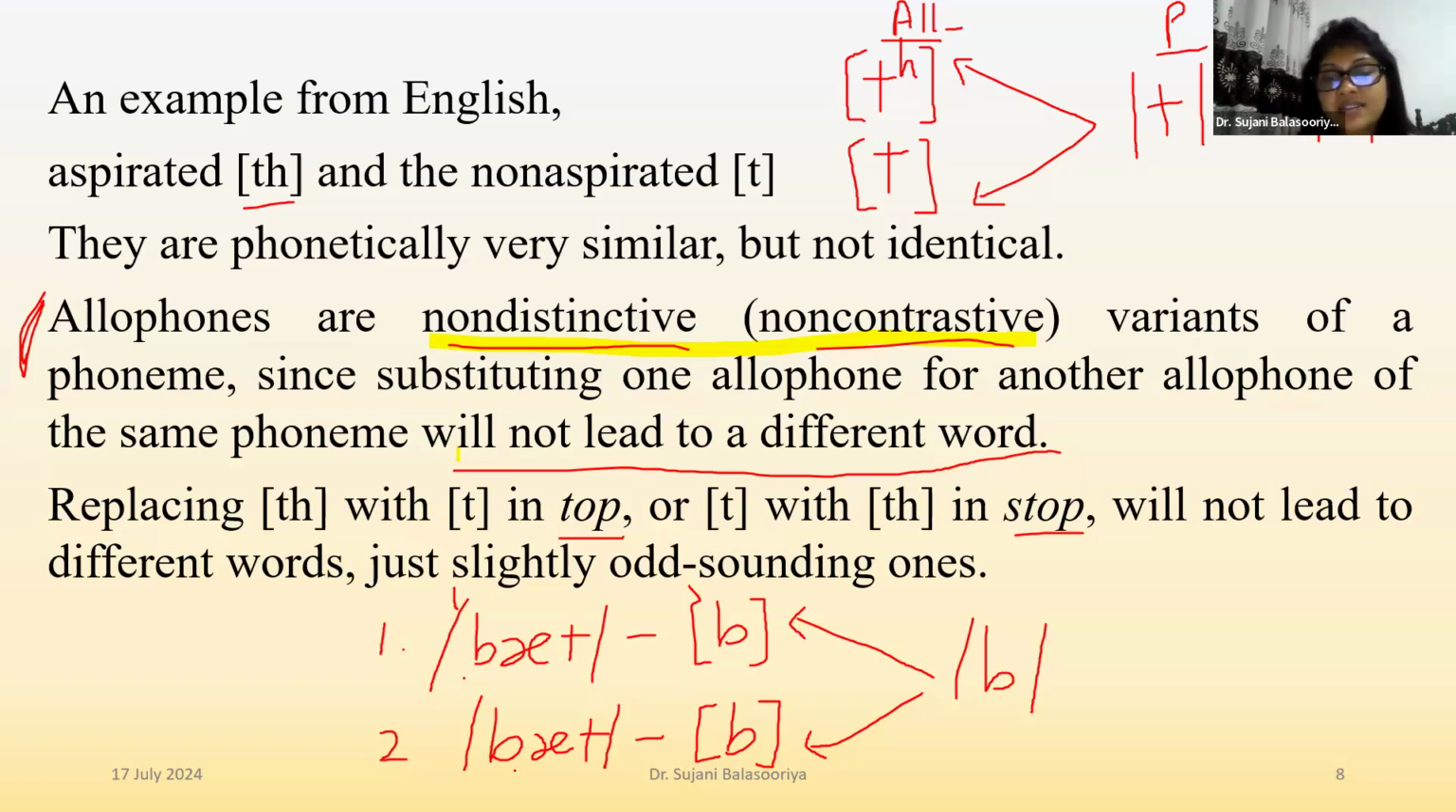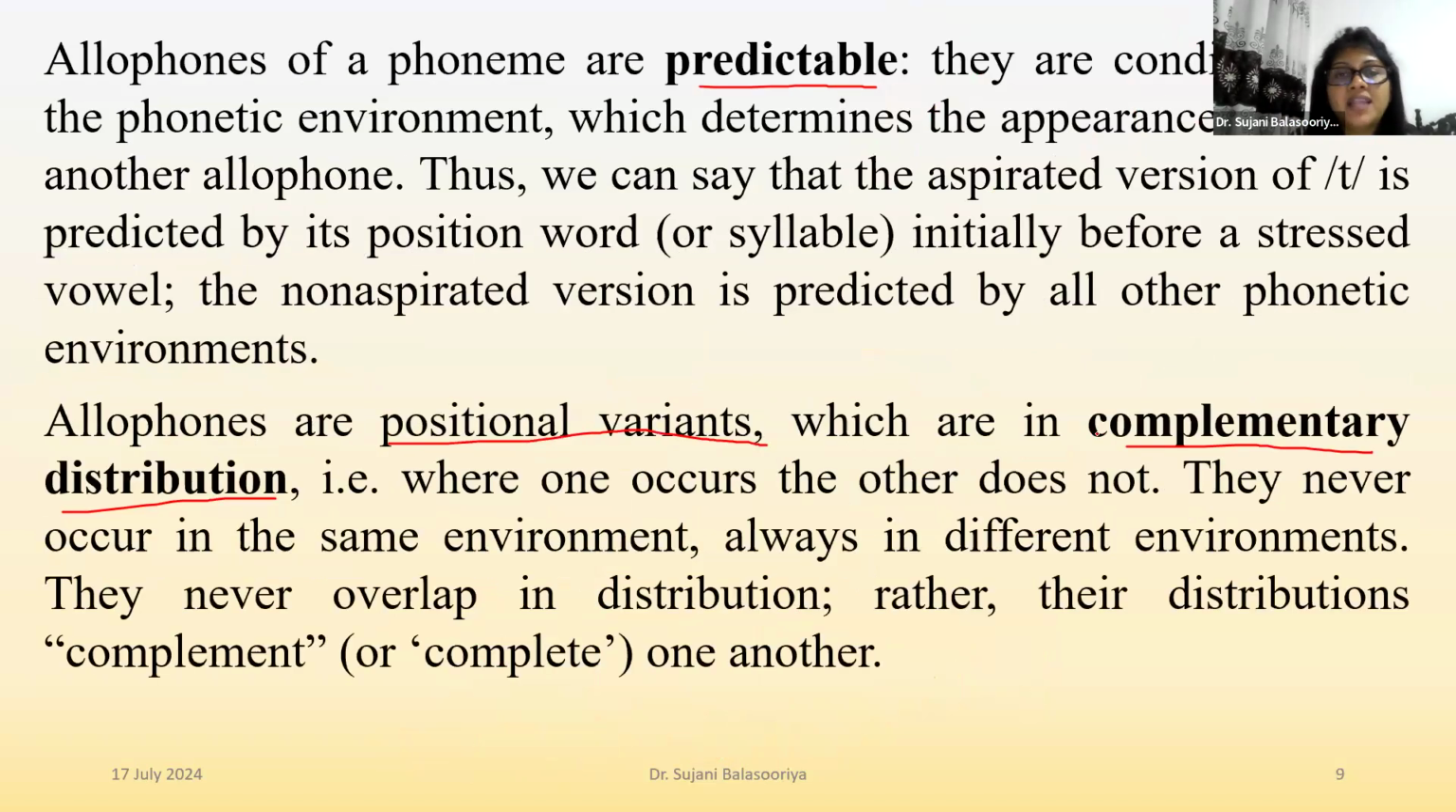I can't. When one allophone occurs, the other allophone does not occur. When the stressed t occurs in this word batten, the non-stressed t does not occur, and vice versa. That is what you mean by complementary distribution: where one occurs, the other does not occur. They never occur in the same environment together. They occur in different environments.